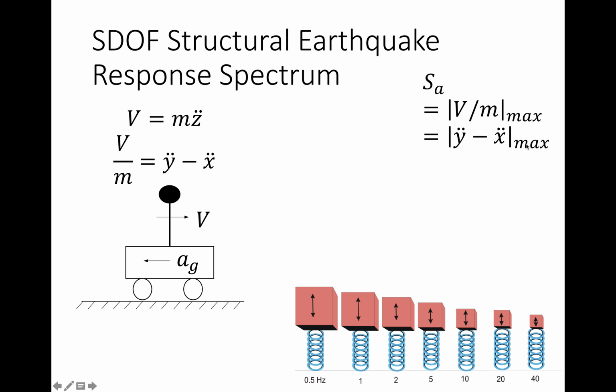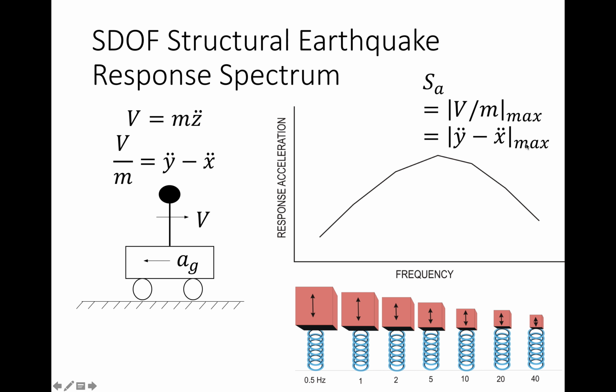Using a lot of different structures with different frequencies, we can get their different seismic response absolute accelerations, and link them together. We can get a frequency to response relationship. We call this relationship curve a response spectrum.